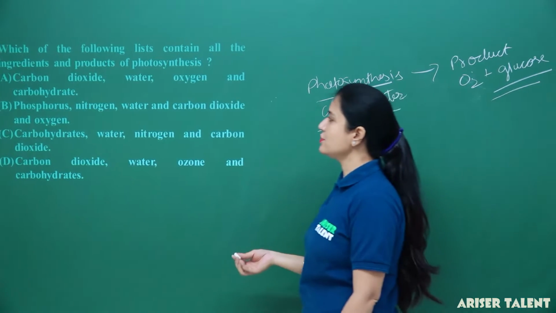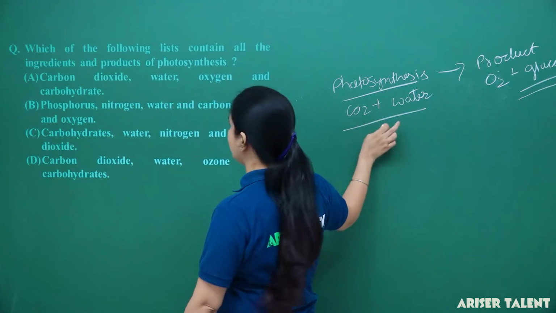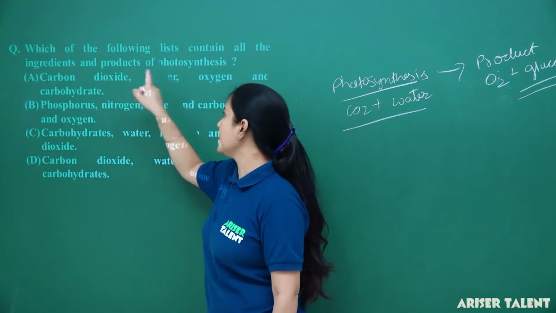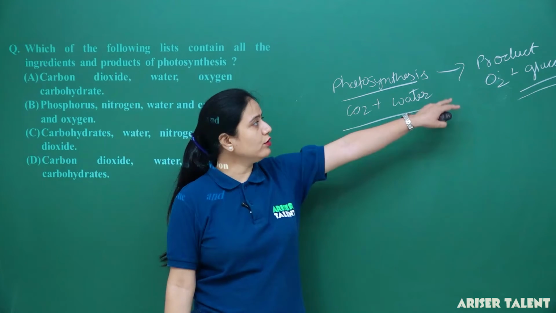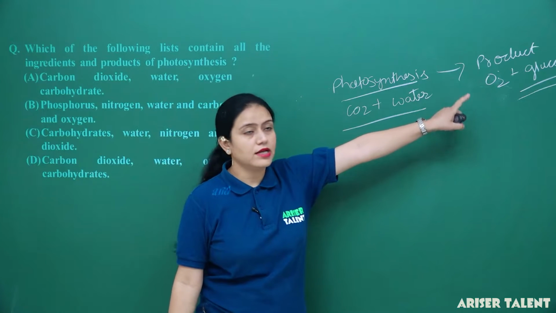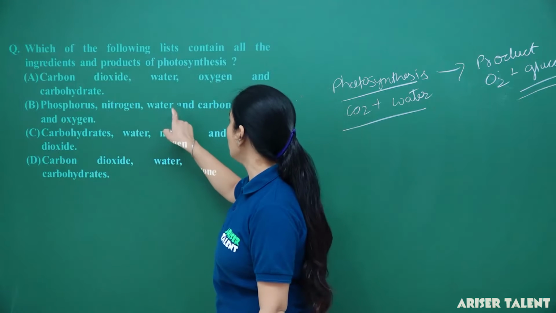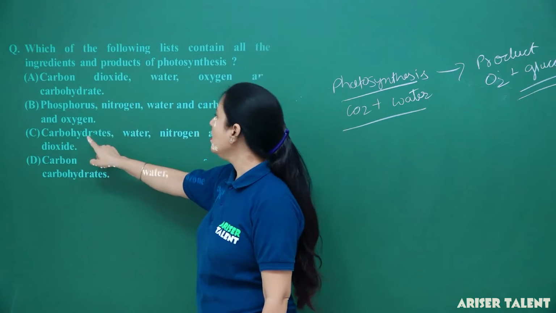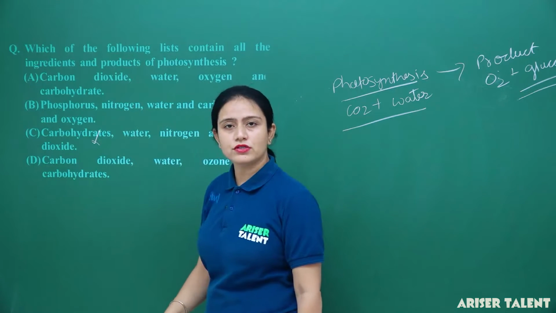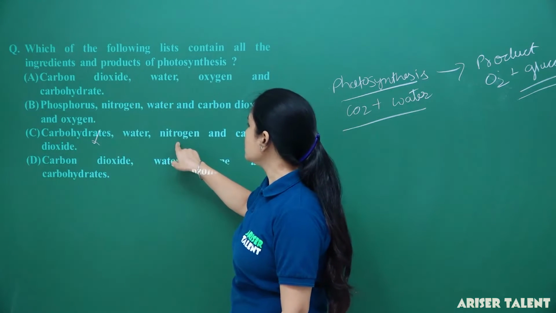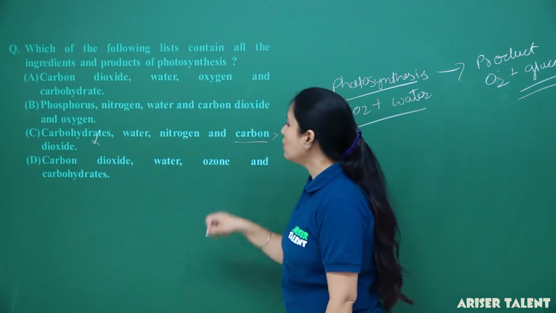So here we go with the options. The ingredients, meaning the things required for photosynthesis, are carbon dioxide and water. So here the options are carbon dioxide, water, this is the ingredient, product, oxygen and carbohydrate. I told you the products of photosynthesis are oxygen and glucose. Glucose is a form of carbohydrate. Phosphorus, nitrogen, water and carbon dioxide and oxygen, no. Carbohydrates, water. Plants do not need carbohydrates for photosynthesis, water is required, yes. It does not give nitrogen and carbon dioxide because it uses carbon dioxide, clear. So it is again the wrong option.